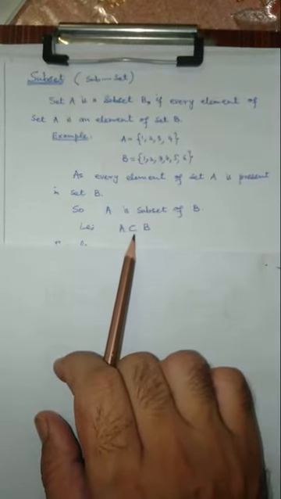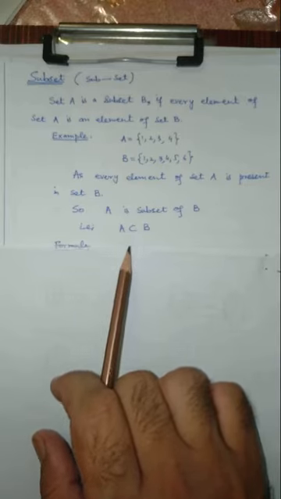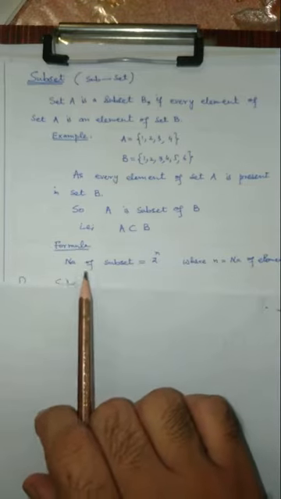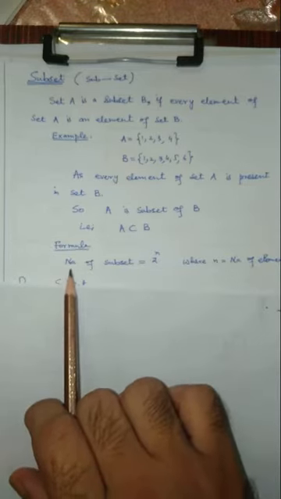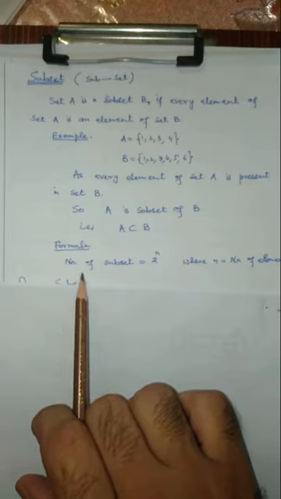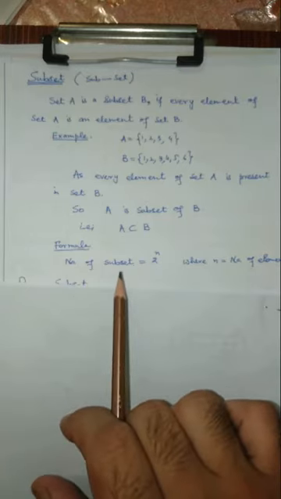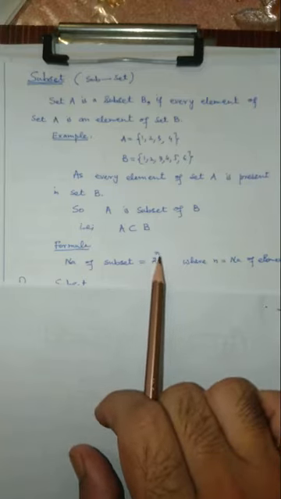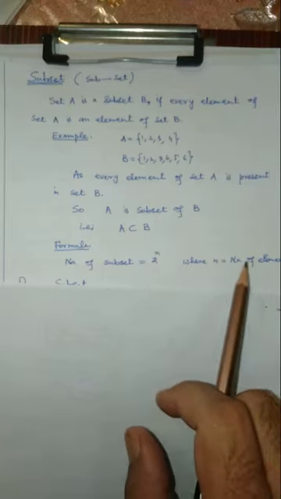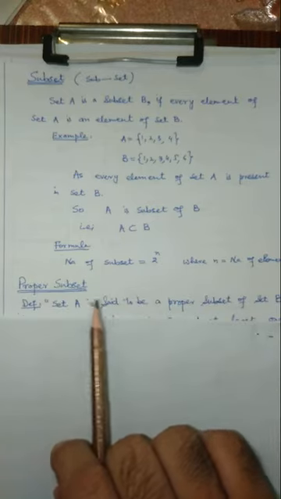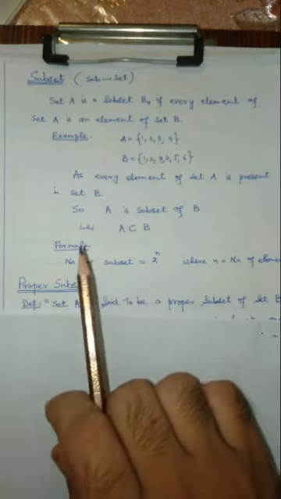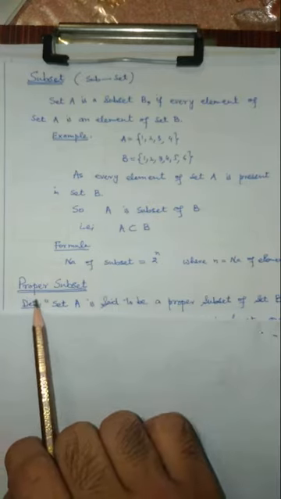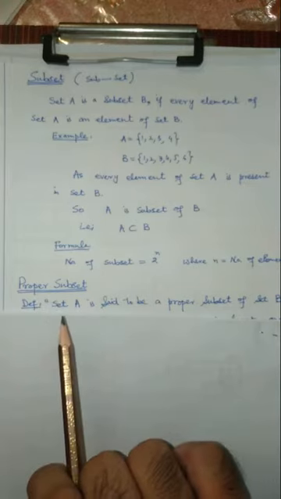This symbol is the symbol of subset. Formula: remember, students, the number of subsets will be found by this formula, 2 power n, where n represents the number of elements in any set. Types of subset. First type is proper subset and improper subset.